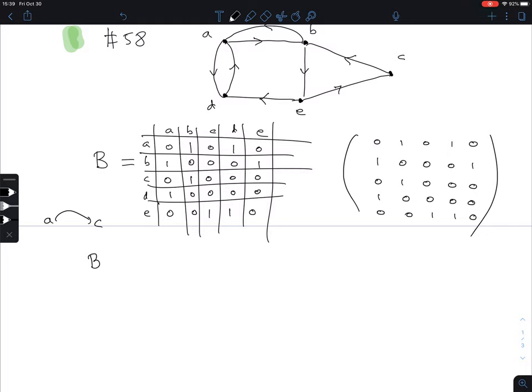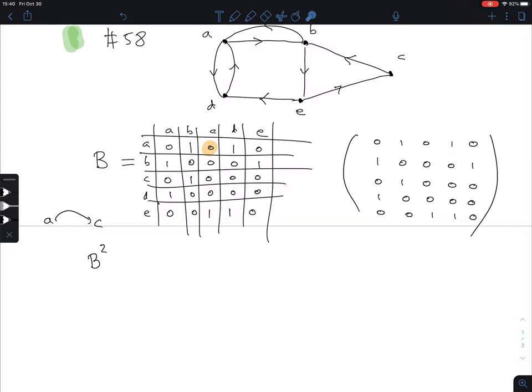So the position that we're looking for, let me mark it again because we're always going to look at this position, is this here. That's the position that tells us whether there's an edge or not. But what does it do in B square? It will tell me whether there is a path of length 2 from A to C. And path here now means really a path. From here to there is not a path, because we have to follow the arrows now in a directed graph.